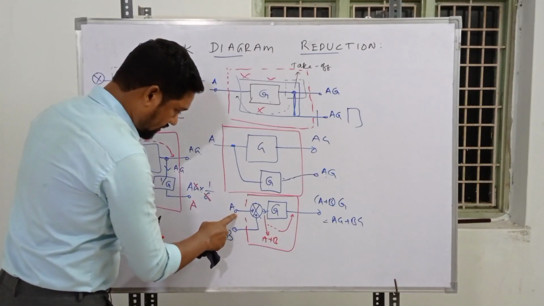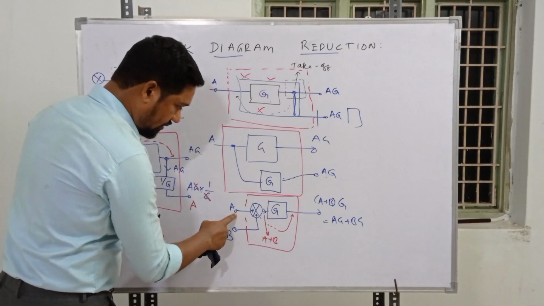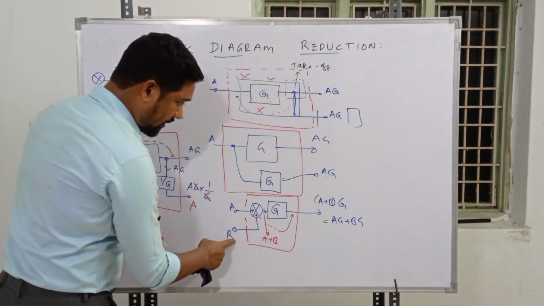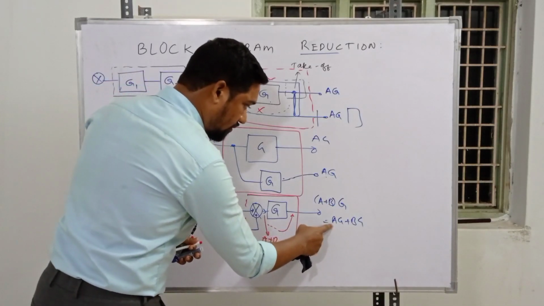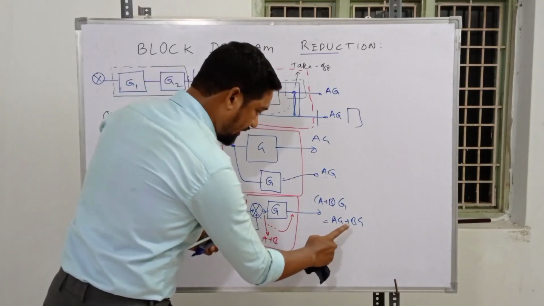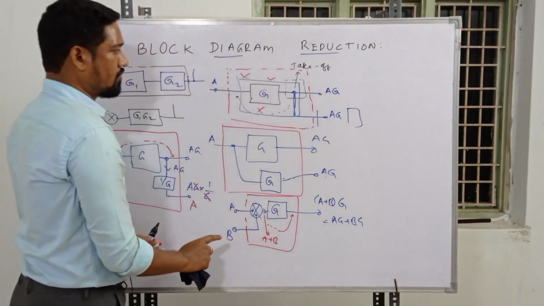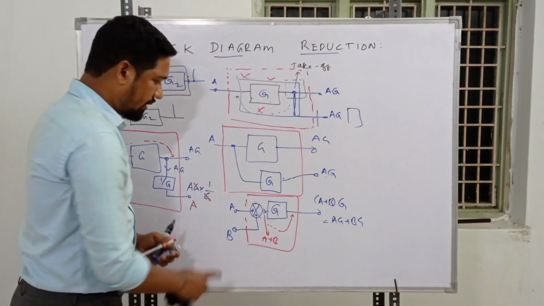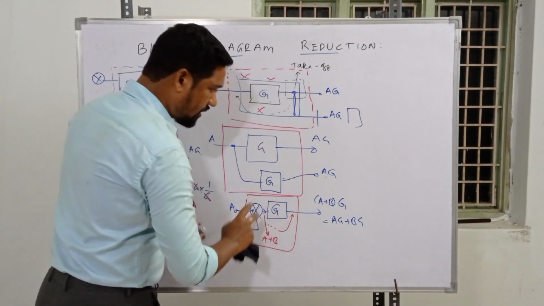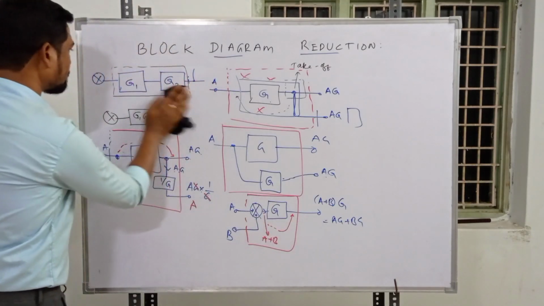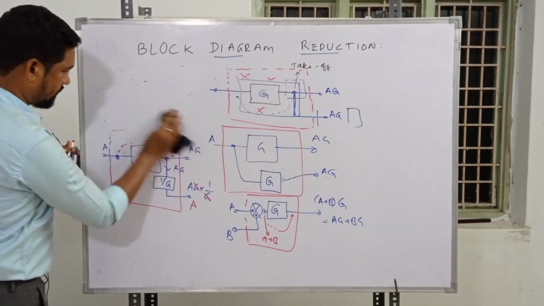We shouldn't disturb the signal A, and we shouldn't disturb the output also. AG plus BG should be as it is. Any modification can be done according to convenience, but this and this shouldn't be disturbed. So focus over here.